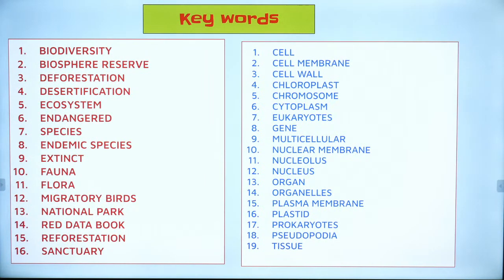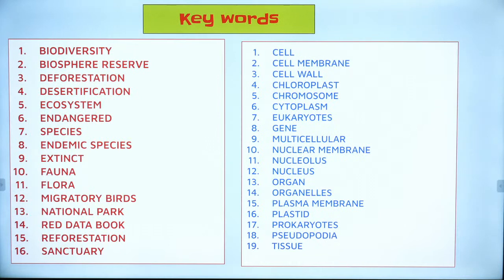Eukaryotes are the cells which have a well-defined nuclear membrane. Gene is the segment of the DNA which contains genetic information. Multicellular means an organism which is made up of many cells. Nuclear membrane is the wall of the nucleus. Nucleolus is the central dark part present inside the cell. ठीक है? Nucleus is the brain of the cell which controls all the activities of the cell. It controls what will go in and out of the cell. It also contains genetic information.